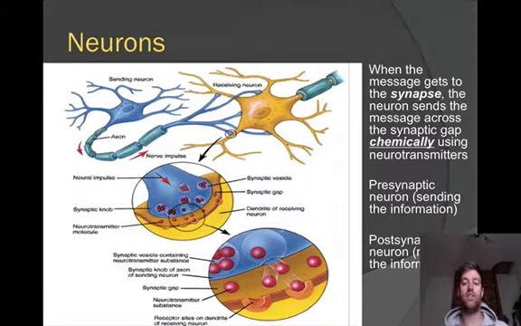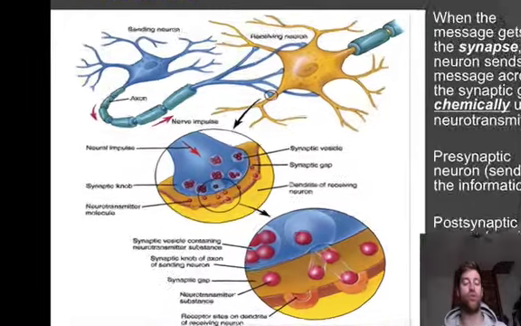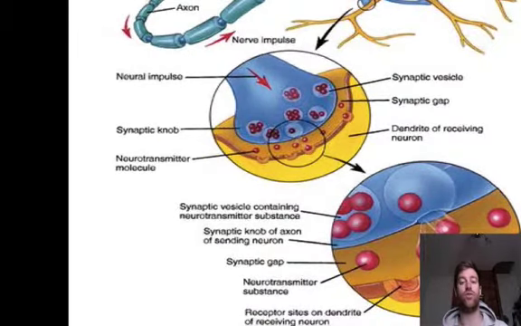When the message gets to the synapse, which is that circled area there, okay, the neuron sends messages across the synaptic gap chemically using neurotransmitters. There are a couple of neurotransmitters that we're going to need to know. We'll get to that later on. You have the presynaptic neuron, which is the neuron that's sending the information, and you have a postsynaptic neuron, which is receiving the information. Okay?